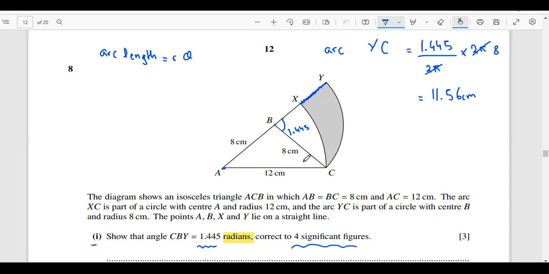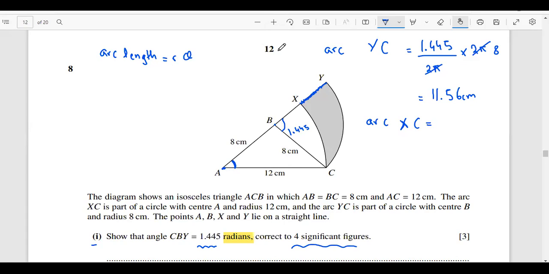The next one is XC. Please find the arc length of XC. I'll wait. The angle is supposed to be this one. Okay, now please pay attention. For the arc length XC, the angle would be at A, and then we'll talk about the radius. But how do I find the angle at A? Let's talk about that first, okay?